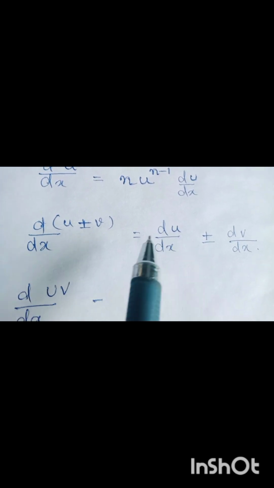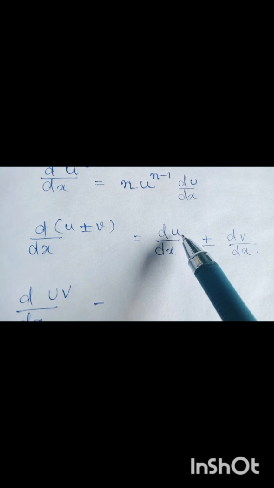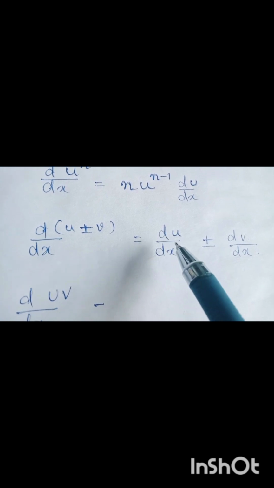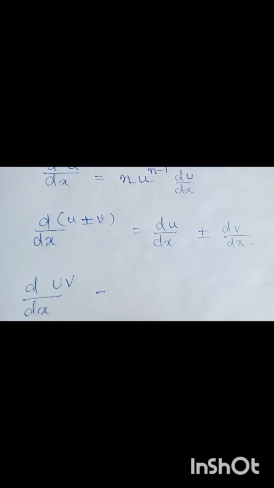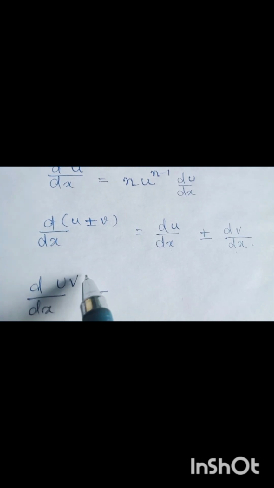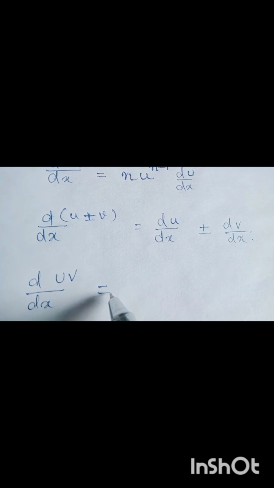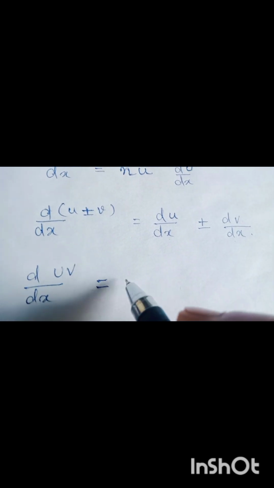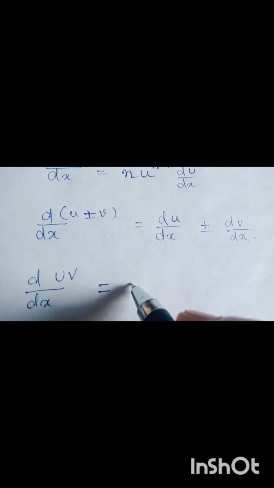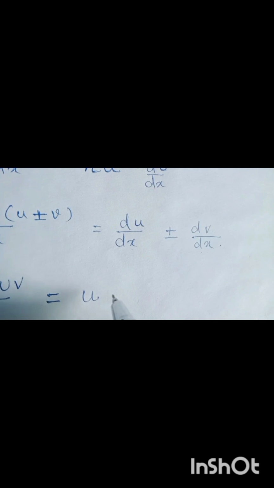If the two functions are added or subtracted to each other, then this can be differentiated separately: differentiation of u with respect to x plus or minus differentiation of v with respect to x. If the two functions are multiplied to each other, then also this can be solved in this manner. First of all, we will differentiate the second function first.